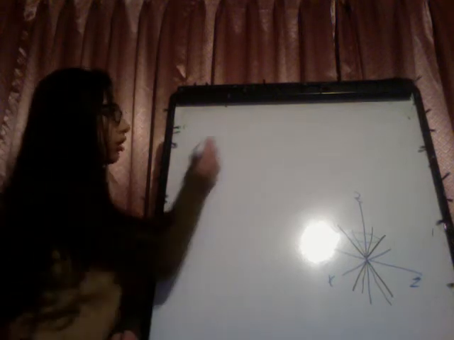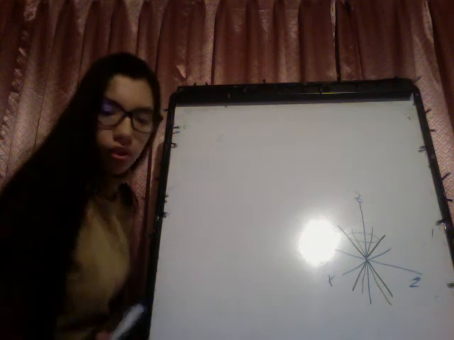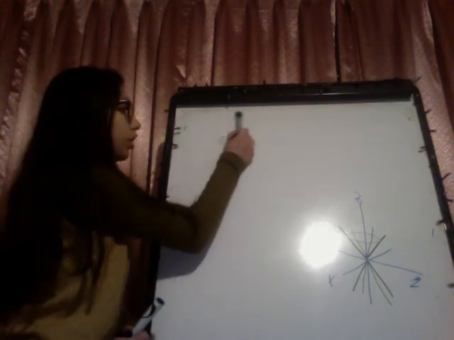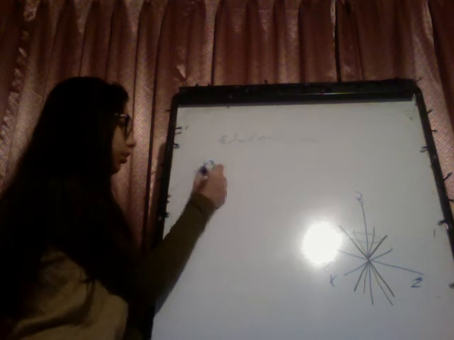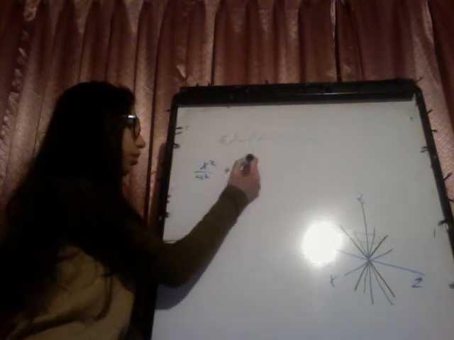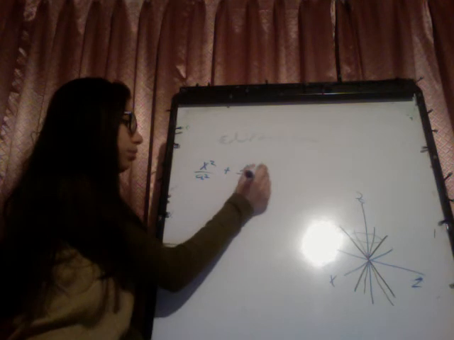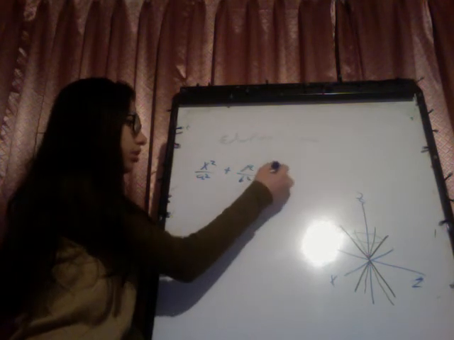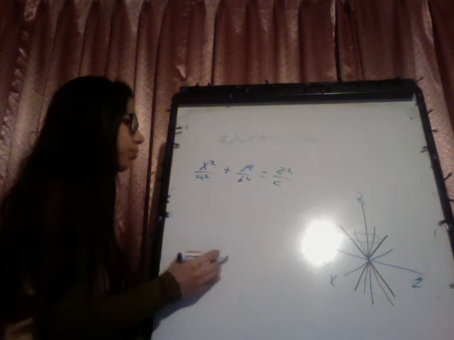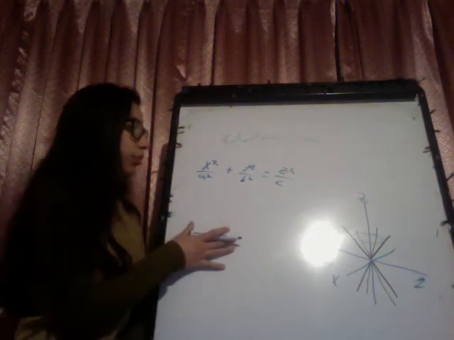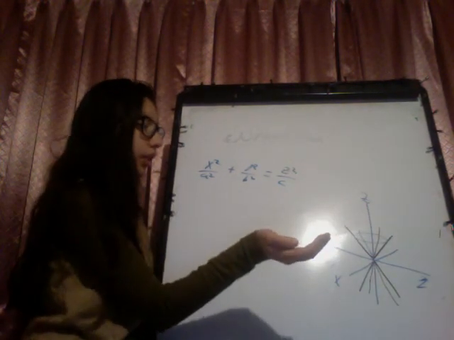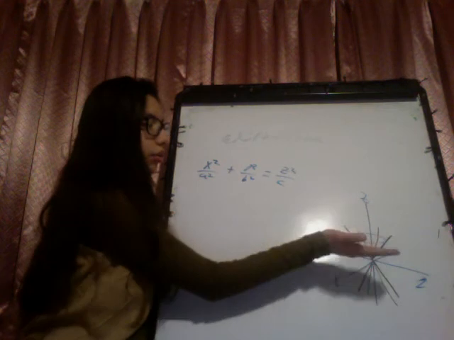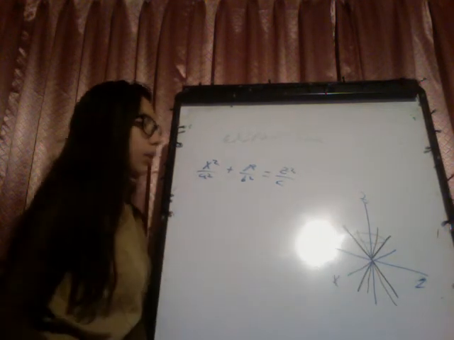Now we're going to see the elliptic cone. The elliptic cone is a cone made of ellipses. This is x squared divided by a squared plus y squared divided by b squared equals z squared divided by c squared. So if you do horizontal cross sections like this, the cut in the surface that you would see is an ellipse.